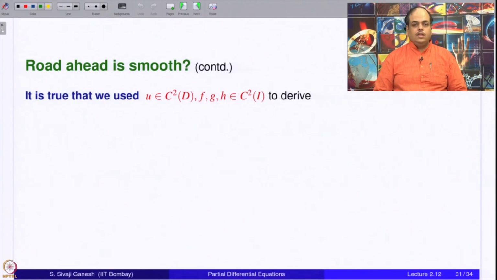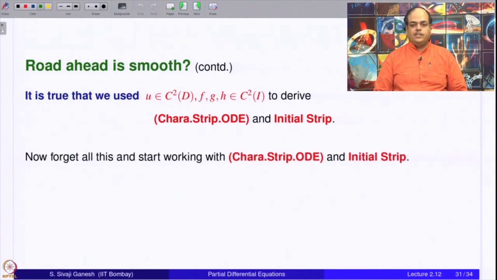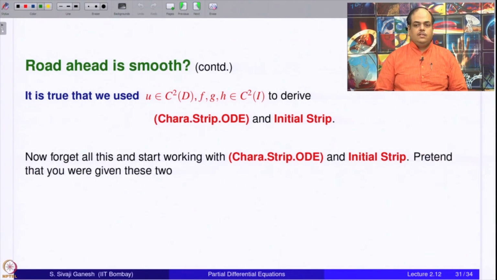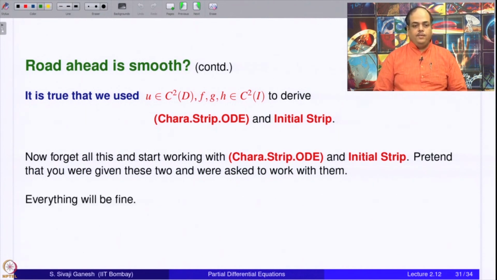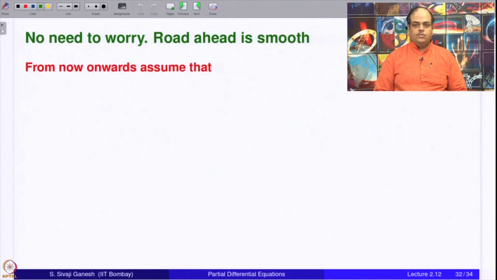Yes, it is true that we used u in C2 of D and F, G, H in C2 of I to derive the characteristic strip ODE and the initial strip. Now forget all this and start working with the characteristic strip ODE and the initial strip. They were used only to derive these two things, right. Pretend that you were given these two and you are asked to work with them. Everything will be fine. We do not need F, G, H in C2. So, no need to worry, the road ahead is indeed smooth.